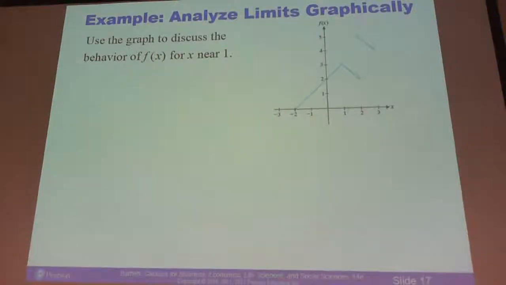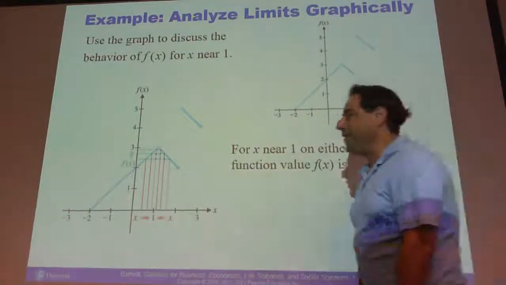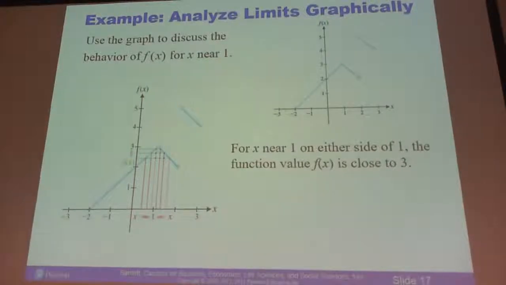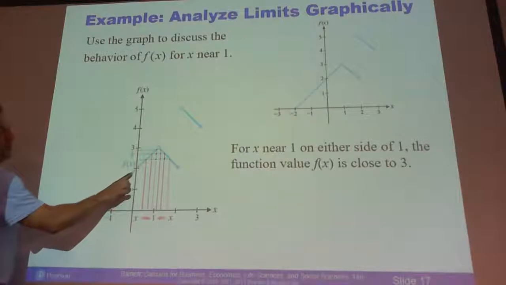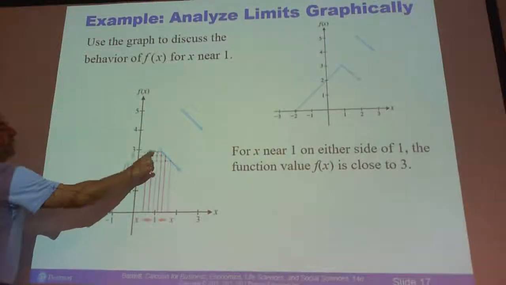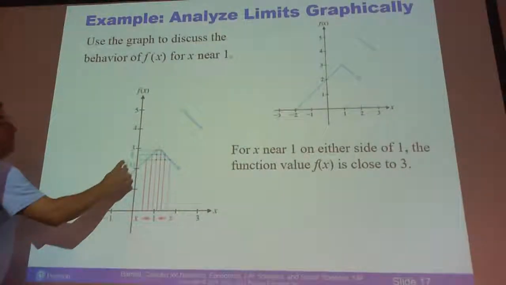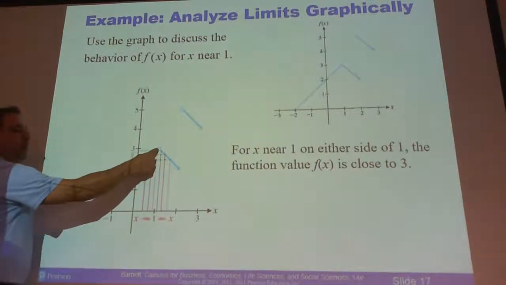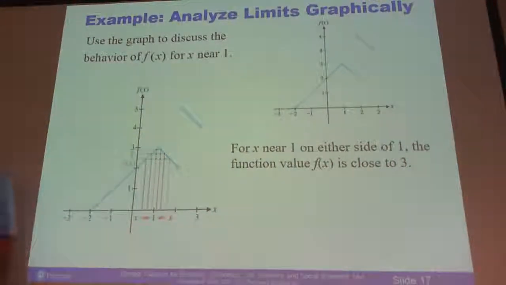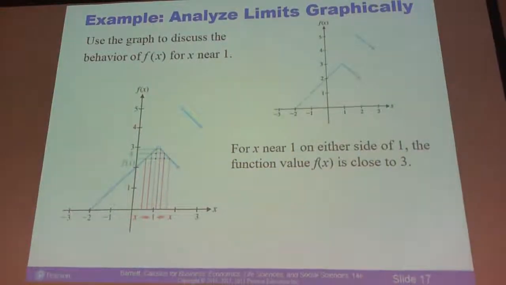But let's look at 1. Something weird is happening at 1. What's weird? Well, here's 1. As I approach from the left, what number is it getting closer to? As I approach from the right, what number is it approaching? So it looks like everything's great. But what happens when you try to plug in 1? It's not filled in. So this one is leading me to believe the answer is 3, the answer is 3. But when we plug in 1, we realize there's a problem.